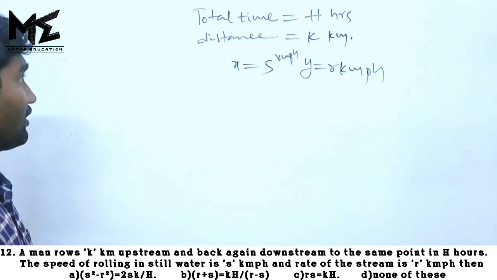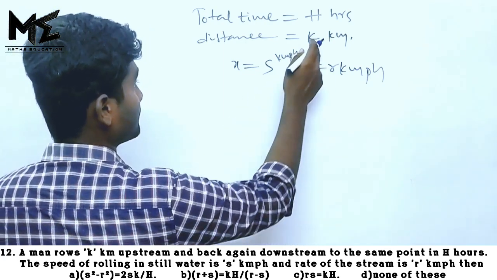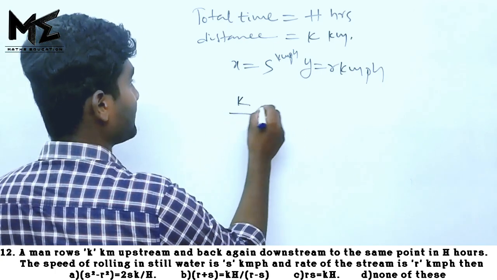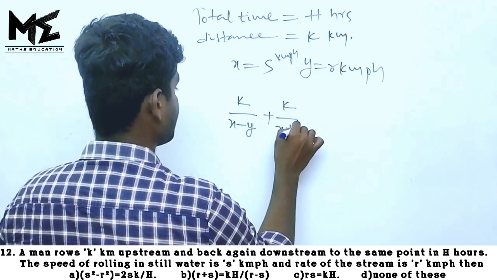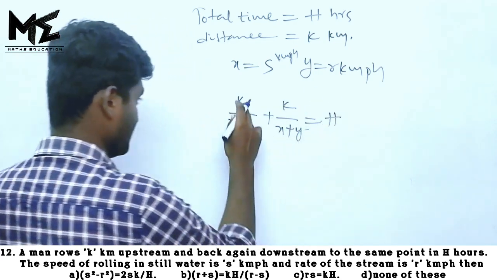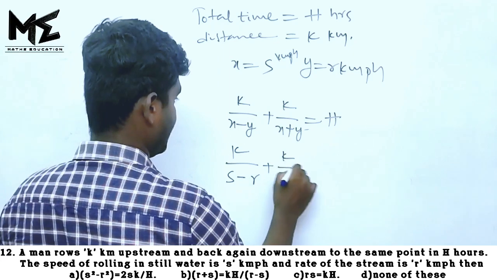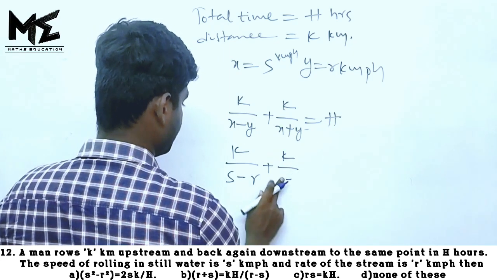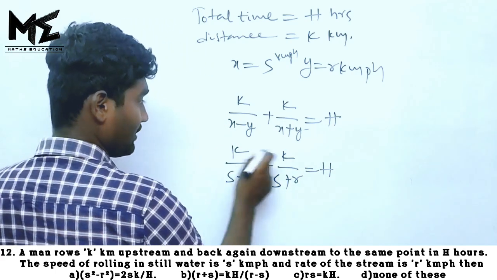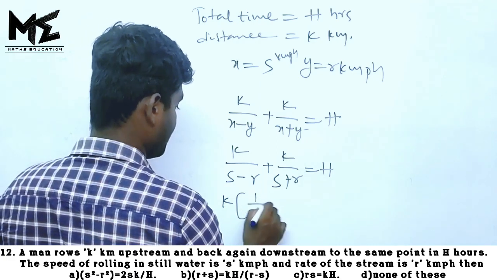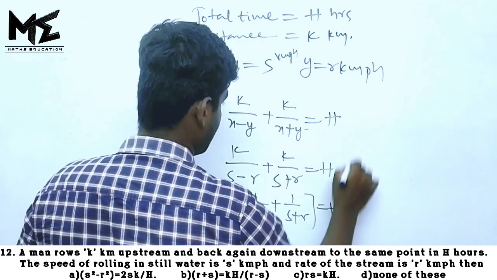Then what we have to do here? So k by x minus y plus k by x plus y equals the total h hours. K by x value is s minus r, plus k by s plus r, which equals h. Here in this, k is common. 1 by s minus r plus 1 by s plus r equals h.